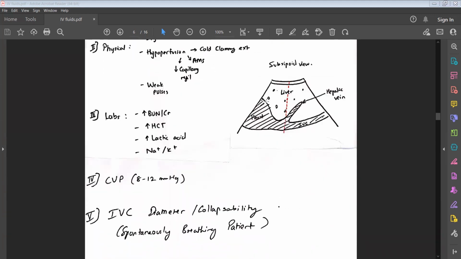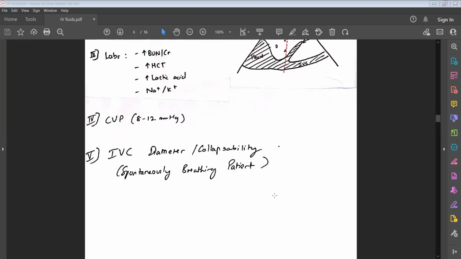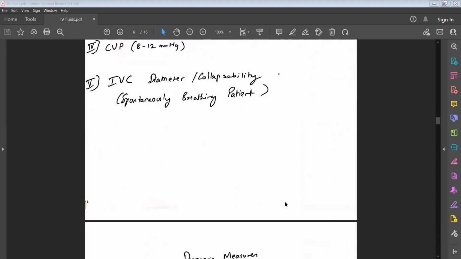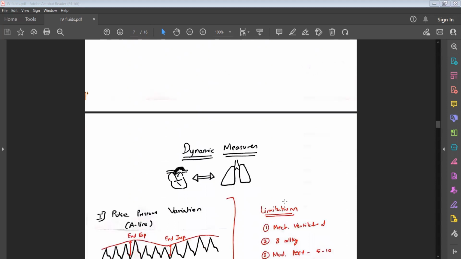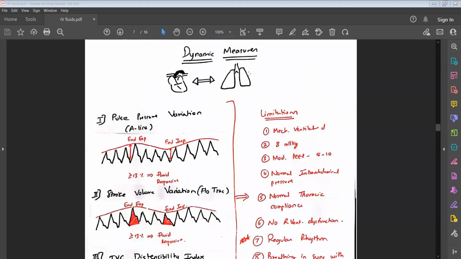You can look at the IVC in the subcostal view, and this is how it's going to look. And you're going to see over here if it's collapsible or not, and if it's distended. So again, the limitations of both the CVP and the IVC will remain the same in patients who have a non-compliant stiff ventricle. IVC can be dilated, but they might end up being responsive to fluids. So there is a better index, better measurement techniques that you have.